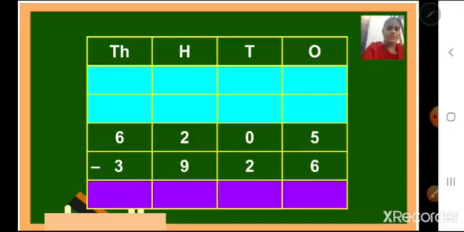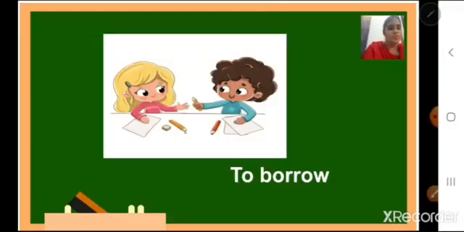But 5 is smaller than 6. So 6 cannot be subtracted from 5. So what can be done? Here the concept of borrowing will come. Now how to borrow, let us understand. Children, do you remember in your school when you don't have your pencil, what do you do? You take from your friends, right? When your friend gives you something, it is known as to borrow. So like that, we are going to borrow from our friend.